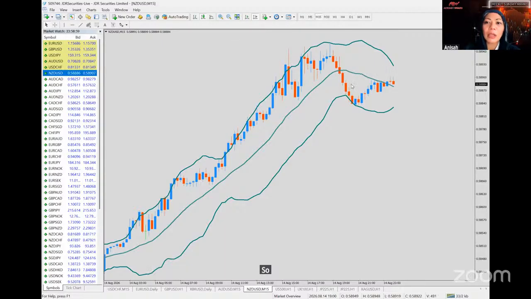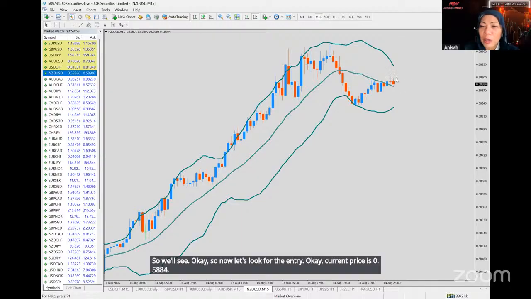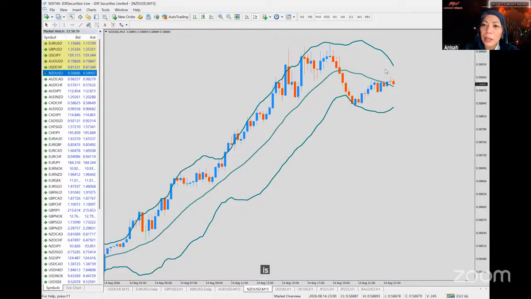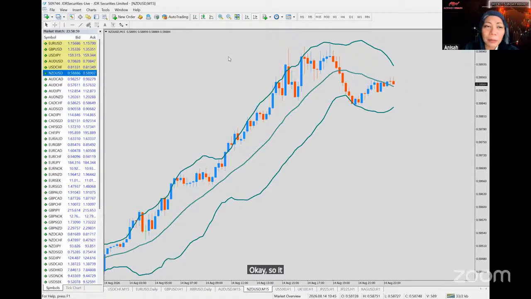we'll see. Okay, so now let's look for the entry. Current price is 0.5884. And as you can see, the last two candles closed in the bullish territory of the Bollinger Band, which is above the MA 200. This middle green line is the moving average 20.